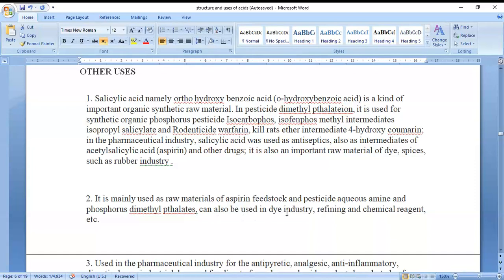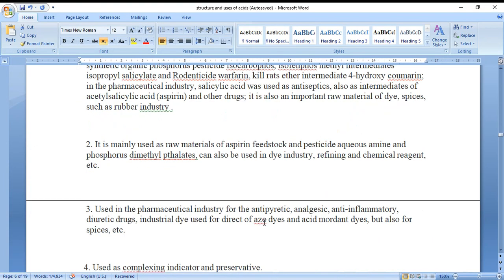It is mainly used as a raw material of aspirin feedstocks as well as in pesticides and phosphorus dimethyl phthalates. And it is also used in the dye industry, refining, and as a chemical reagent, etc. And it is used in the pharmaceutical industry for antipyretic, analgesic, anti-inflammatory and diuretic drugs.